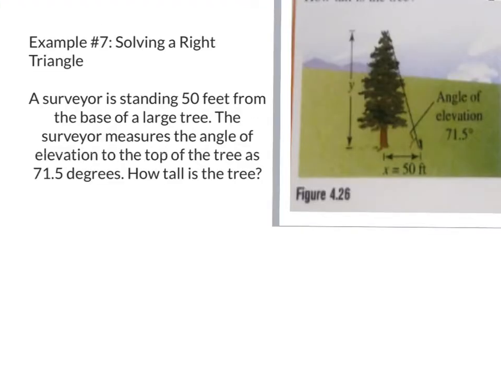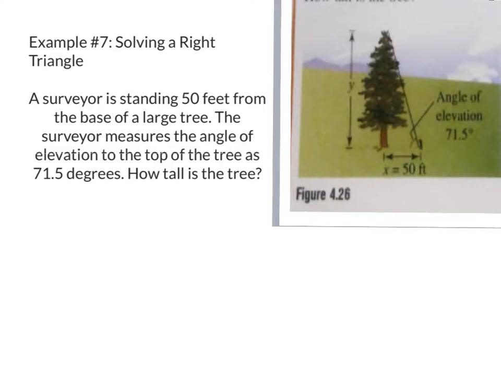Okay, so in example 7, solving a right triangle, it says a surveyor is standing 50 feet from the base of a large tree. The surveyor measures the angle of elevation to the top of the tree at 71.5 degrees. How tall is the tree?